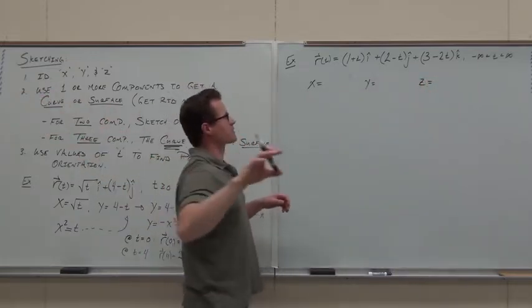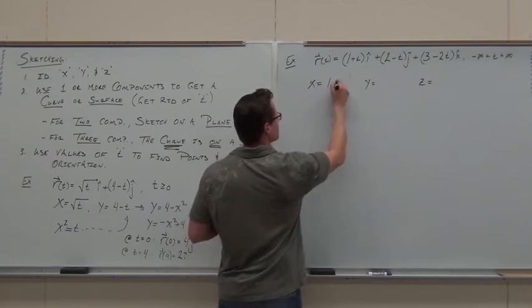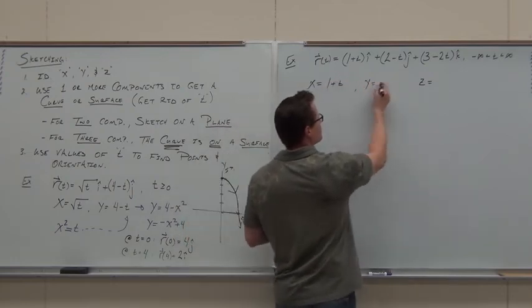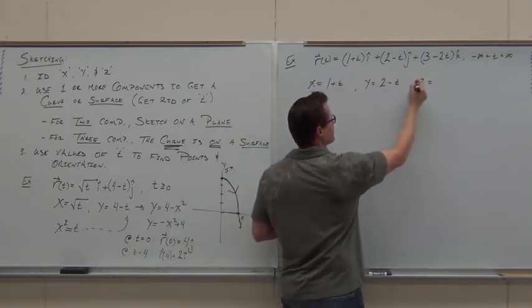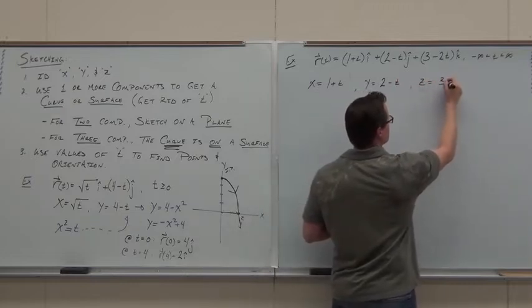Left-siders, can you tell me what the x component is? Middle people, y component? 2 minus 2. And right side people, z? 2.